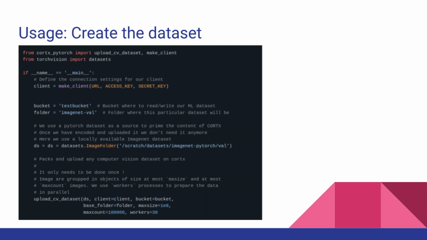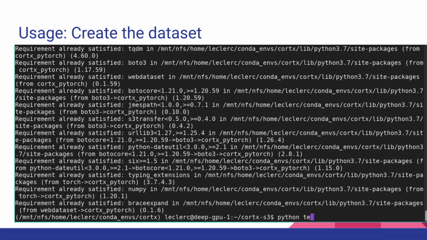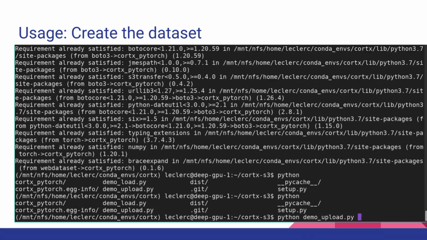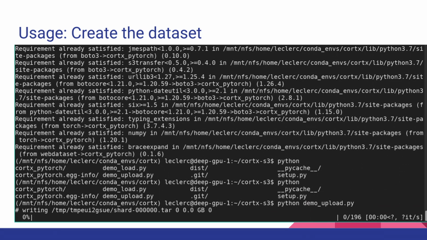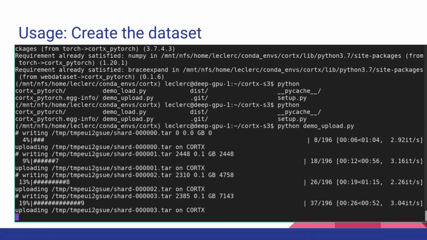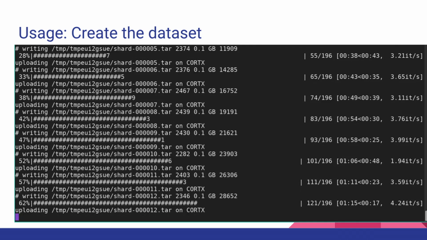So the first step is to generate the pre-processed dataset as we explained in the previous slides. Here we just define a client that is going to be used to upload on Cortex, and then we use any PyTorch computer vision dataset, here ImageNet, and we simply pass it to the function upload CV dataset, and it will be converted and directly uploaded on Cortex. As shown here, we simply install the Python package cortx-pytorch, and we run this demo script that we just showed, and the dataset is getting uploaded.